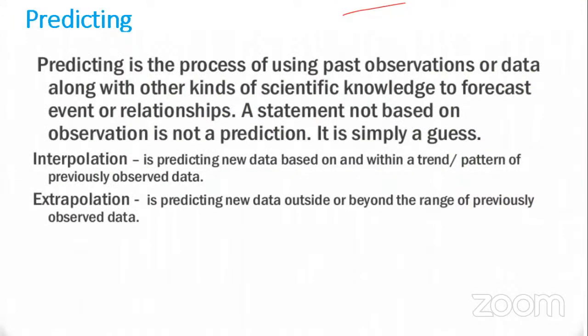And next, coming to the next skill, which we call predicting. This is the process of using past observation of the data, putting your scientific knowledge into them, and then coming out with an event or a relationship. Okay. This is what we call prediction. Prediction is very important in science. You know that a statement based on observation is said to be a prediction. And if you just made it just like that, it is said to be a guess. Okay, what you have to do is always have a prediction where you can relate things and forecast the events that happen in normal life as such.